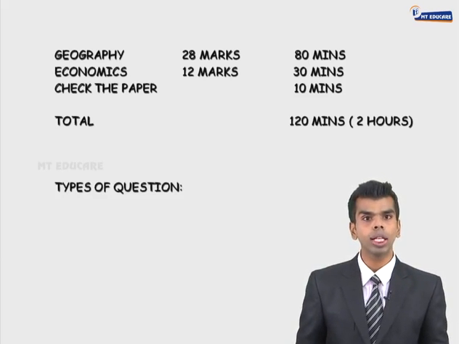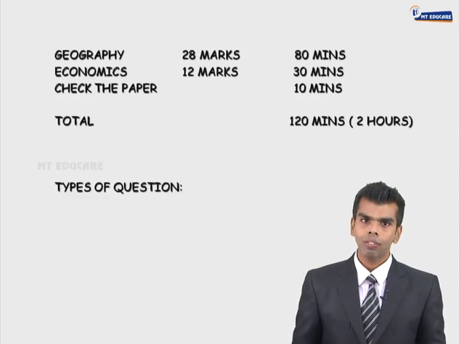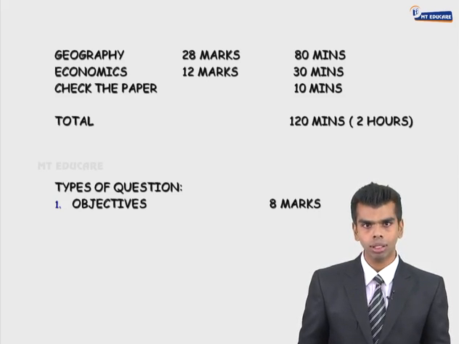Going on to its last section, and this last section is called the types of question in geography economics. Broadly speaking, the geography economics paper is given to you in 4 types. The very first one is the objectives, and for these objectives you have question 1A, 1B and question number 5. Question 1A 3 marks, question 1B 3 marks, question number 5 2 marks, that is 8 marks.